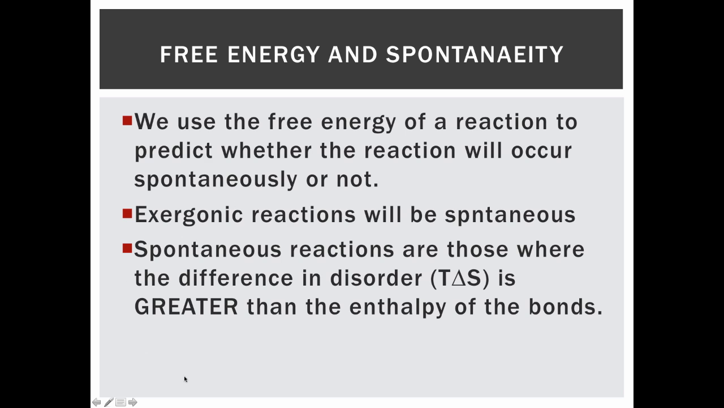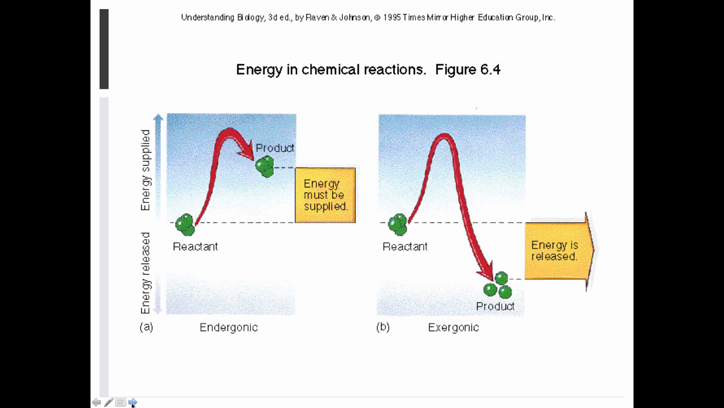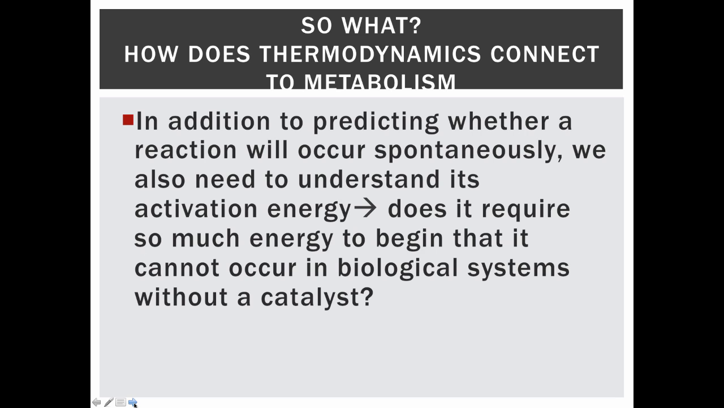So this is what I was talking about before. Spontaneous reactions are those where the difference in disorder is greater than the enthalpy of the bonds, so where delta G is negative. This gives you a visual of endergonic and exergonic reactions. So again, very, very similar to endo and exothermic.